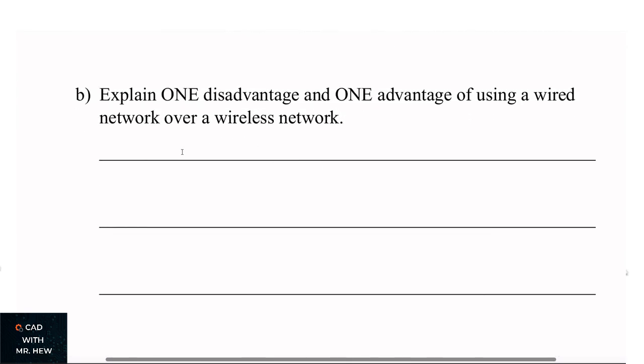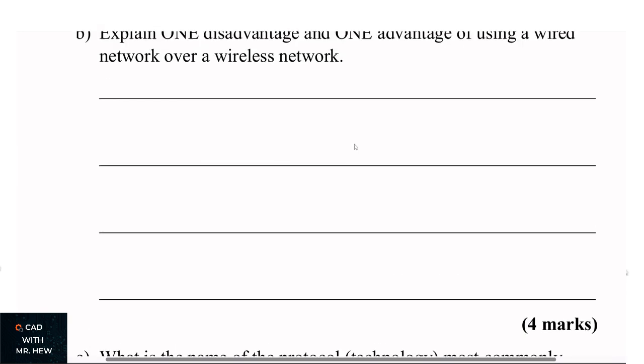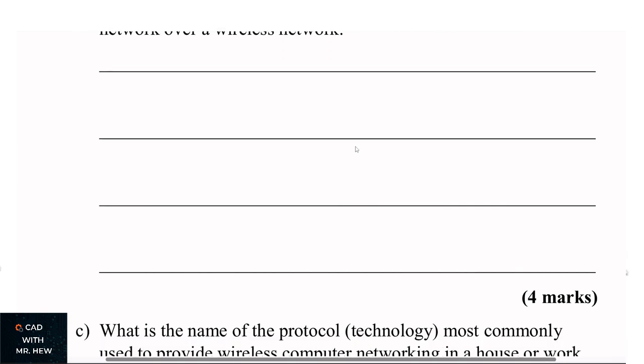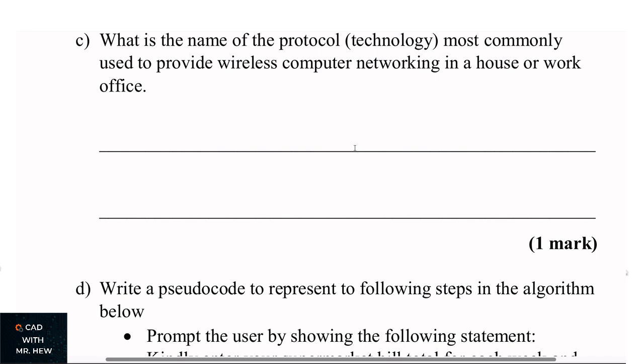B. Explain one advantage and one disadvantage of using a wired network over a wireless network. This question is worth 4 marks. C. What is the name of the protocol technology most commonly used to provide wireless computer networking in a house or work office? This question is worth 1 mark.